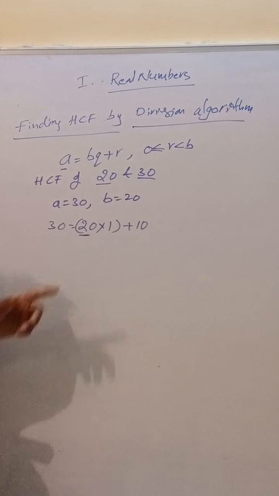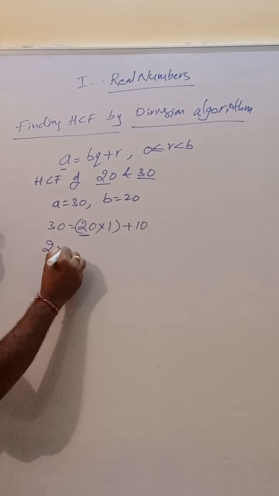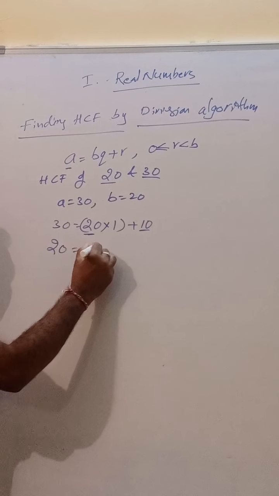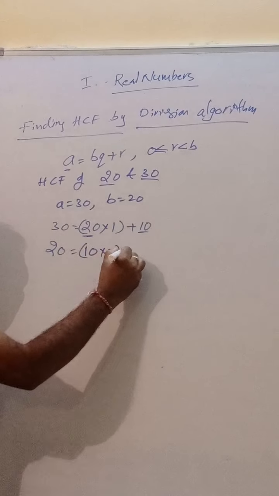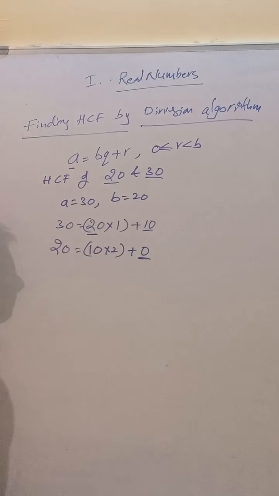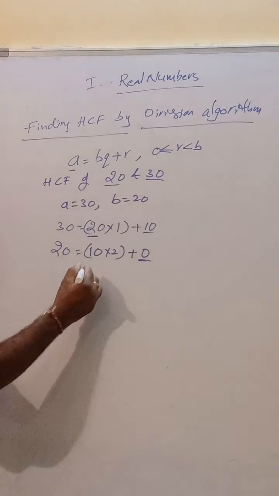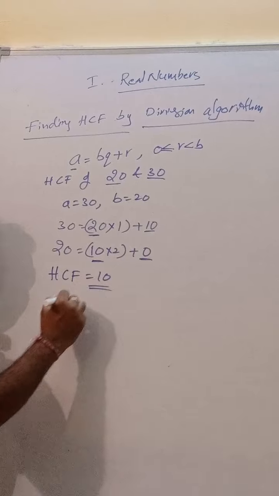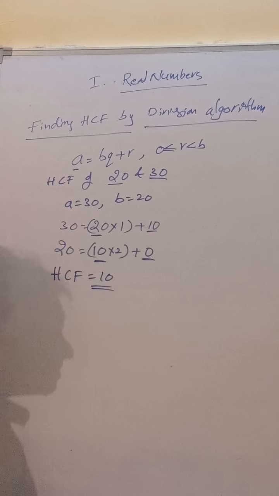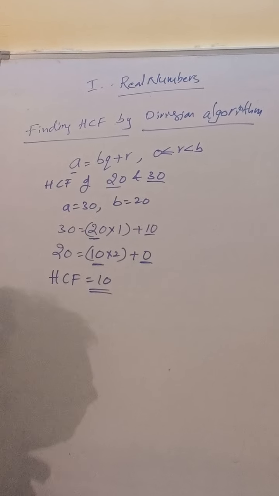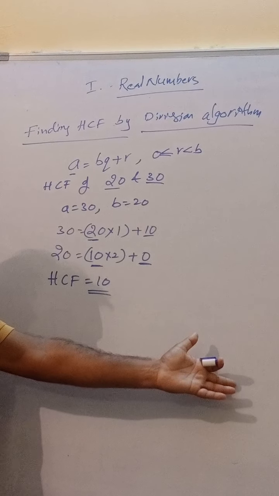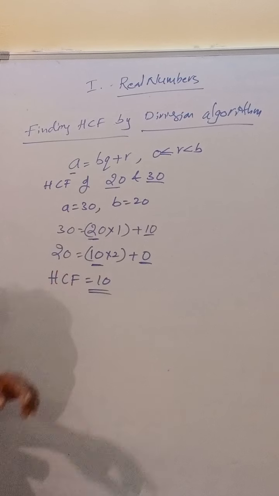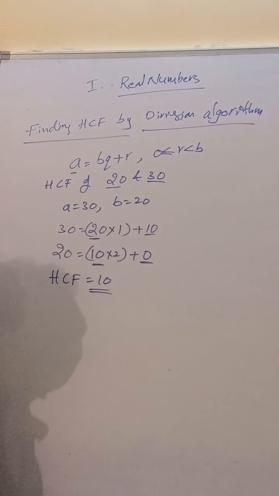now becomes the dividend, 20. The previous remainder becomes the divisor. 10 twos are 20. The remainder is 0. Where the remainder becomes 0, that divisor is called HCF. HCF is 10. In the previous direct division method, and before that in the conceptual method, we also found the HCF is 10, as with finding HCF by the division algorithm.